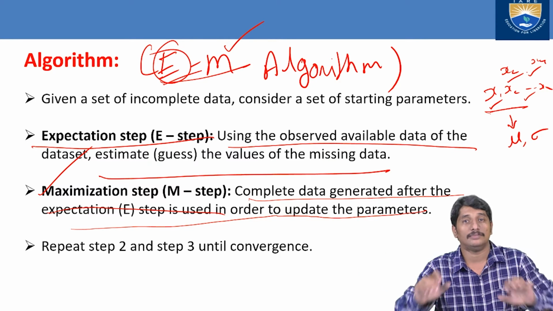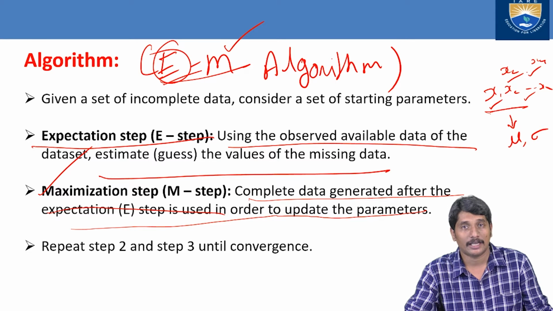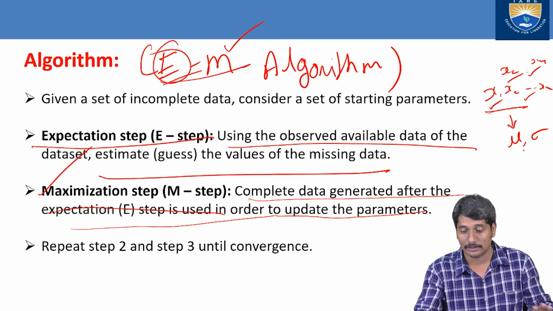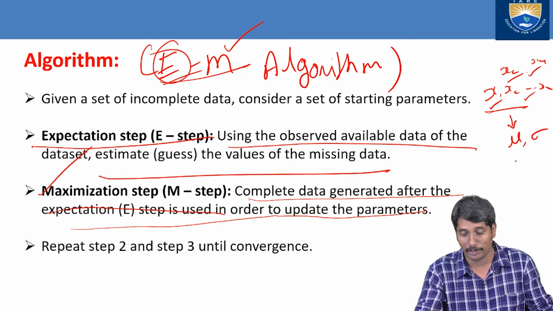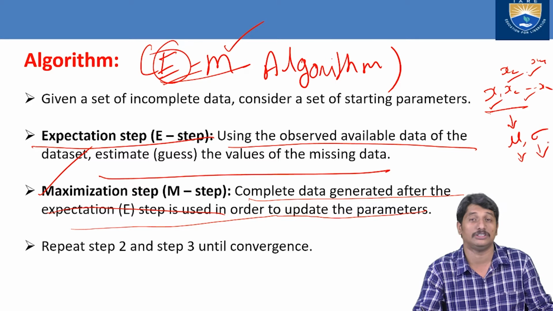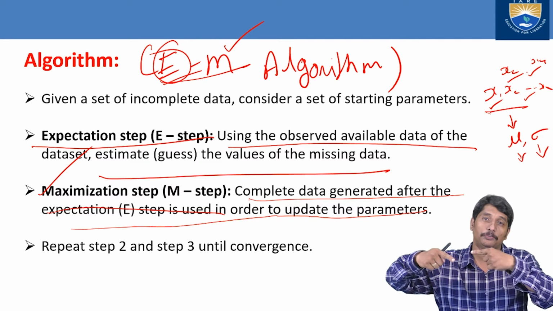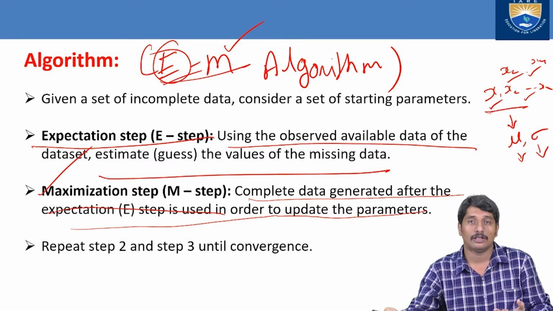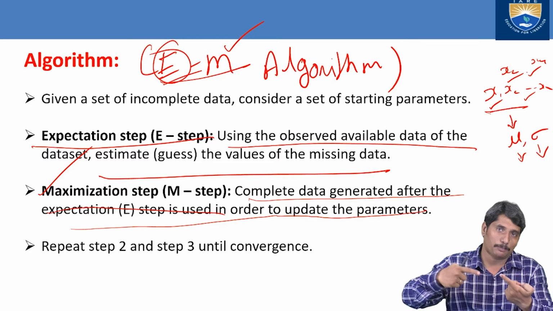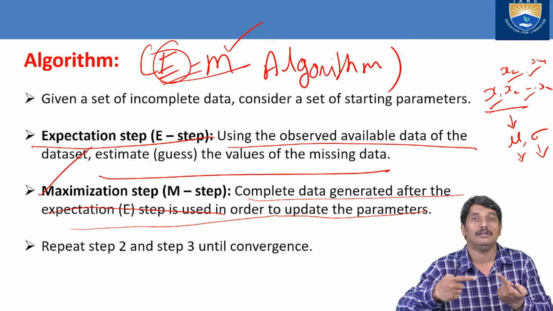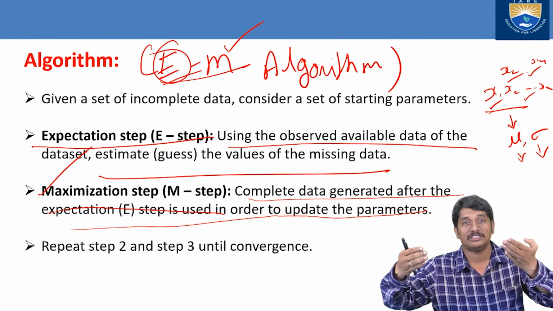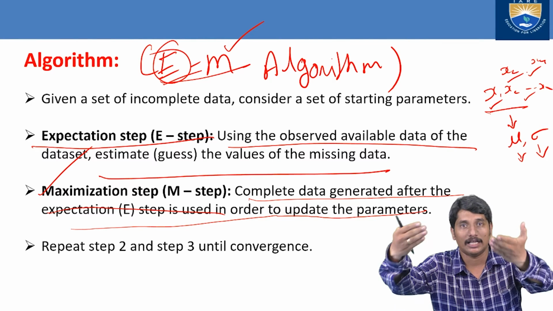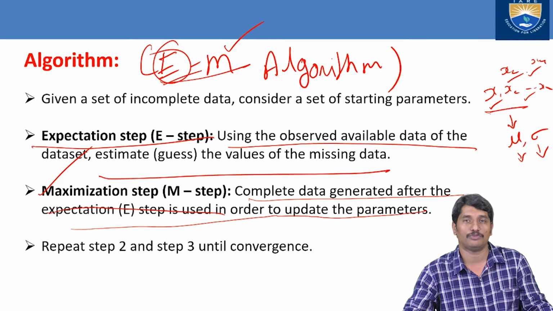Again fill them in the data set. Again you will get an improved data set. Again, for the new data set, use that new data set to find another new mu and new sigma. Again use new mu and new sigma to find the next improved values of x2 and x4. Like that, you have to repeat this process, this algorithm, until you do not find any difference between the existing x2 x4 values and the newly found x2 x4 values.